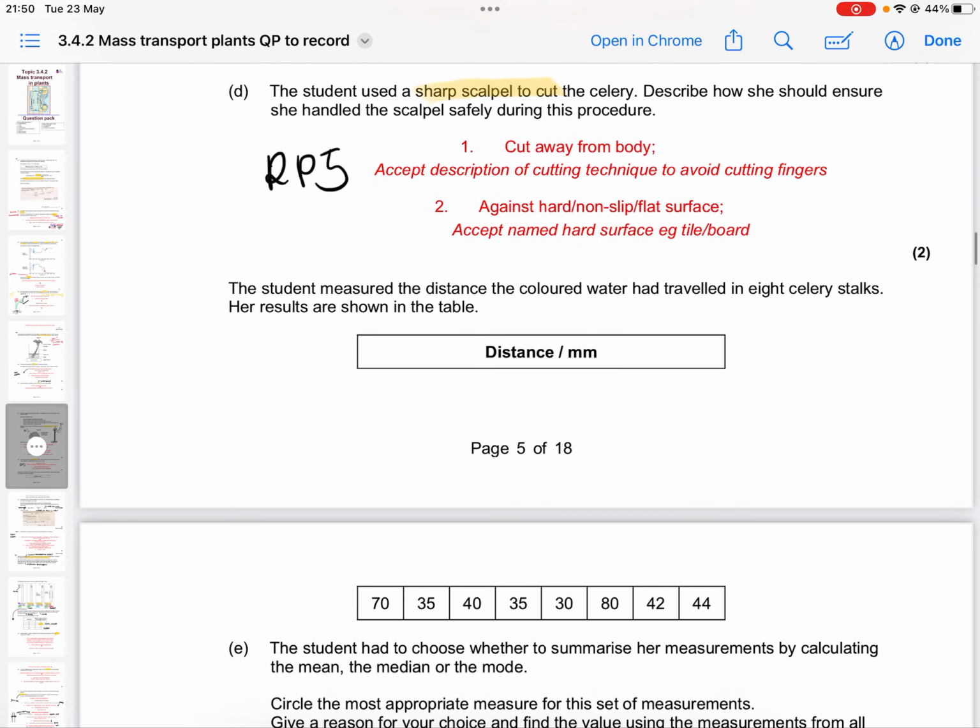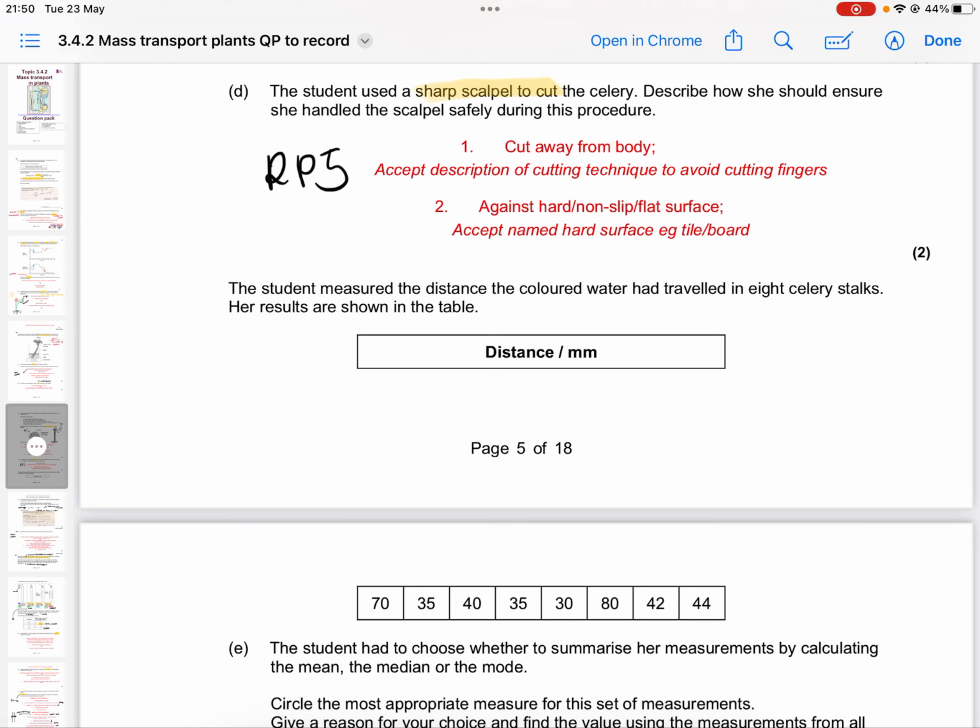Question D refers to the health and safety working skills which you have gained with required practical 5. So how do you cut safely? So obviously we need to cut away from our bodies and make sure that we cut against hard surfaces.